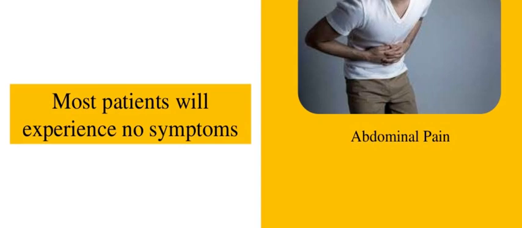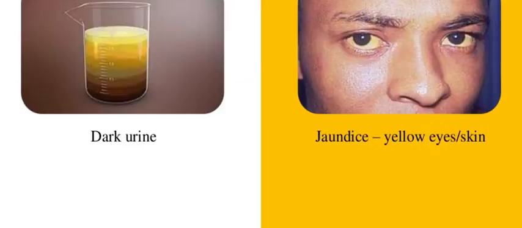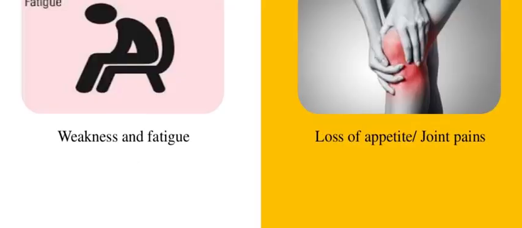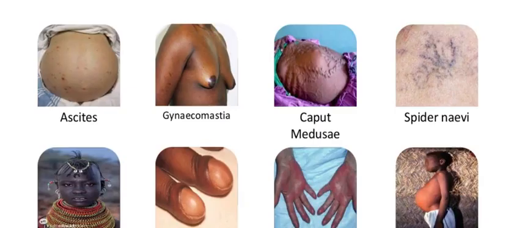Most will have no symptoms at all, but abdominal pain can be something that is experienced in the acute phase. Dark urine, or sometimes yellow urine. Jaundice, which is yellow discoloration of the eyes and or skin if they are people of light skin. Fever, which is raised temperature, and nausea or vomiting. Weakness or fatigue, extreme tiredness indeed, loss of appetite or joint pains are common symptoms in acute infection.